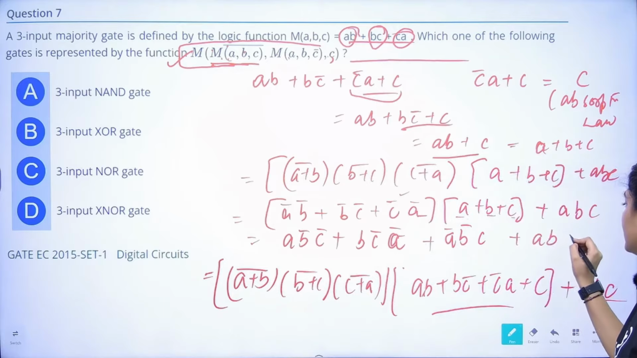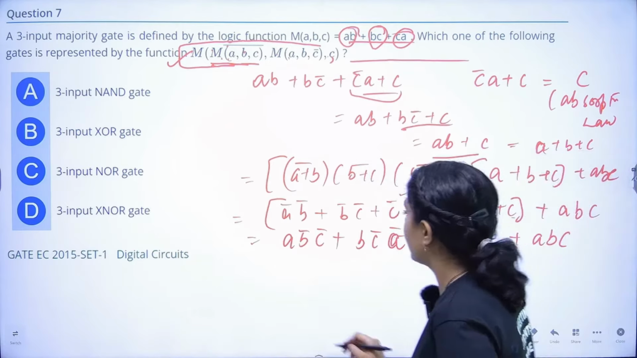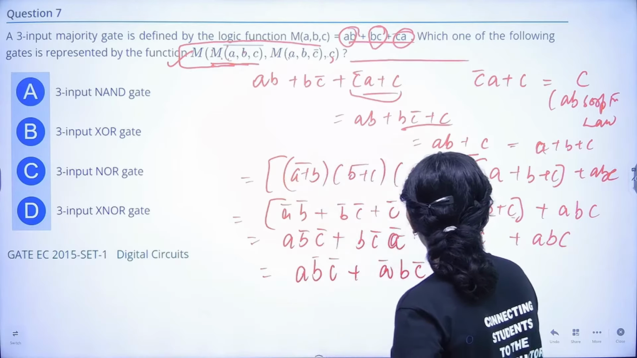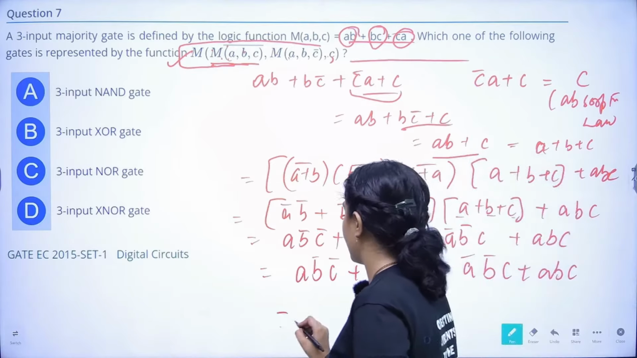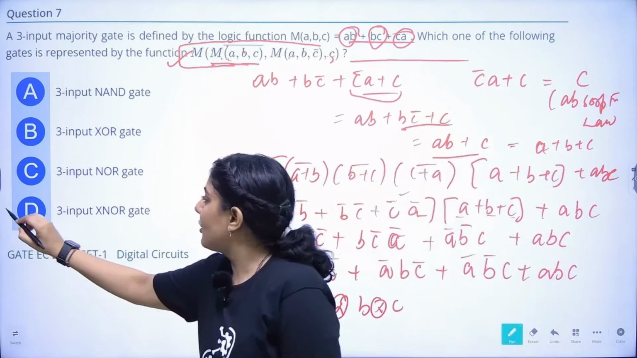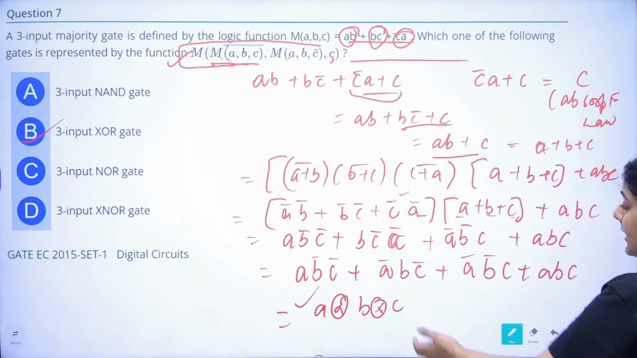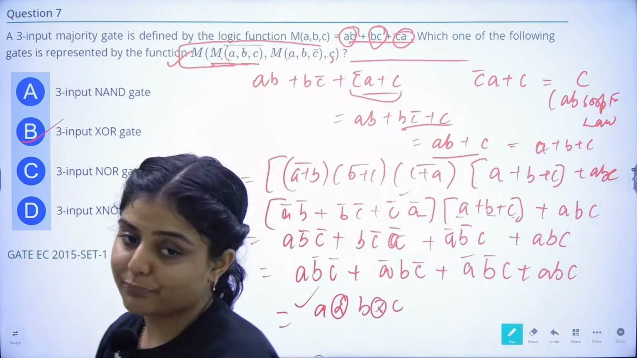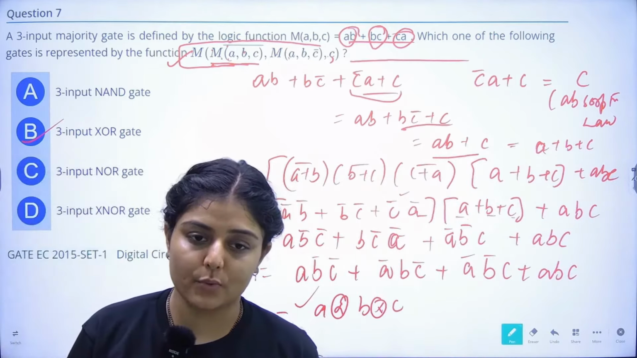So this is A, B, C, and this is the final expression. If we rewrite it again, this is A, B bar, C bar plus A bar, B, C bar plus A bar, B bar, C plus A, B, C. This is nothing but A XOR B XOR C. So this is a 3 input XOR gate. This is the final expression of the XOR gate. These are the 4 minterms of the 3 input XOR gate. Clear? This was quite lengthy, but yes, we can always approach with a solution.